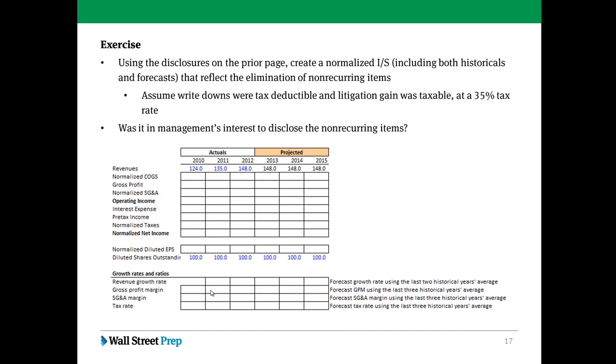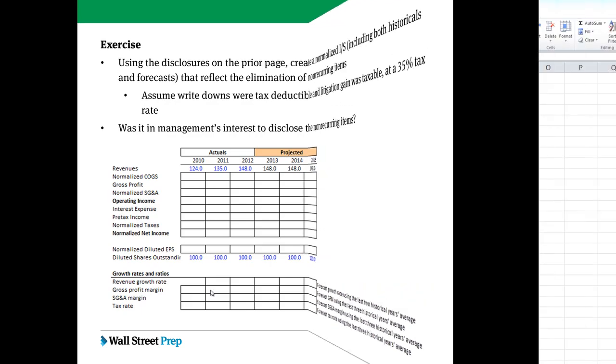Hit the pause button. When you're ready, hit unpause, and we'll go over it together as a group. But give it a try on your own. It's going to take you a little bit of time, and then we'll talk about it.